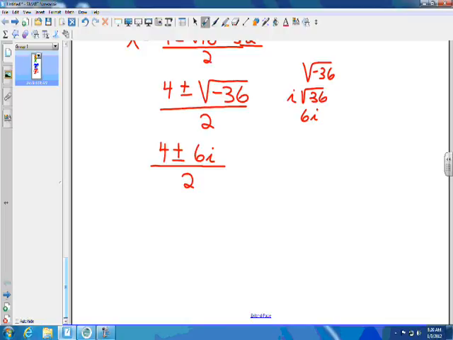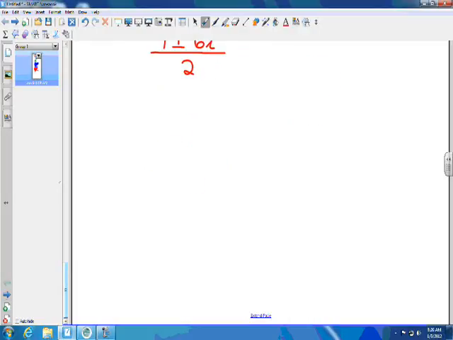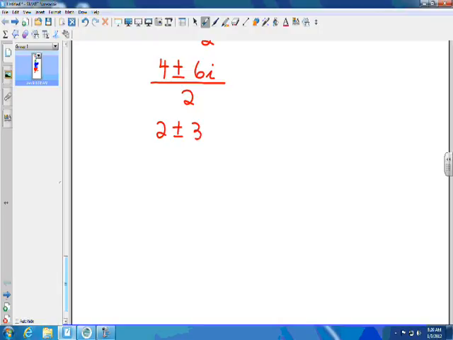So did we get rid of the radical? Is there any square root in there? No. So we have 4, 6i, and 2. And you can take a 2 out of those 3 numbers. So taking a 2 out of those 3 numbers, what would you have on the top there? 2 plus or minus 3i, and then on the bottom you would have a 1, and again, you don't have to write that. So you would leave your answer there, 2 plus or minus 3i. You can't simplify that anymore. You are done.